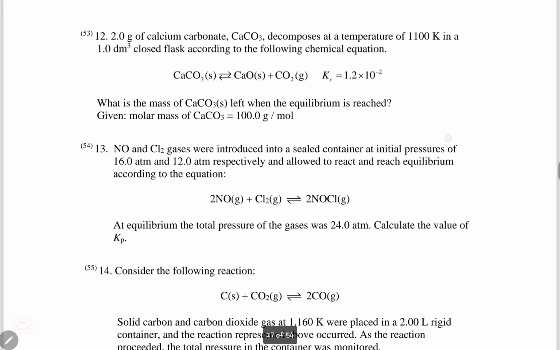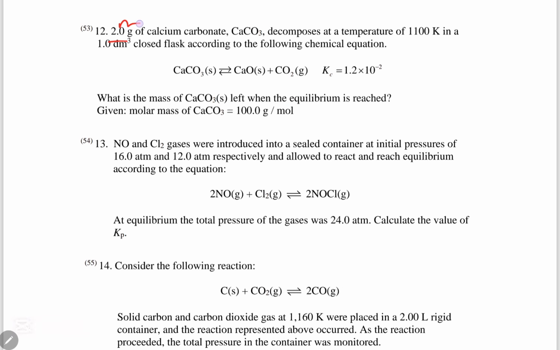What does it say? 2 grams, this is the mass of calcium carbonate, CaCO3. What is the molar mass of calcium carbonate? So the molar mass is 100 gram per mole. Okay, decomposes at a temperature of 1100 Kelvin in a 1 decimeter cubed. So this is the volume. Closed flask according to the following chemical reaction. What is the mass of CaCO3 solid left when the equilibrium is reached?